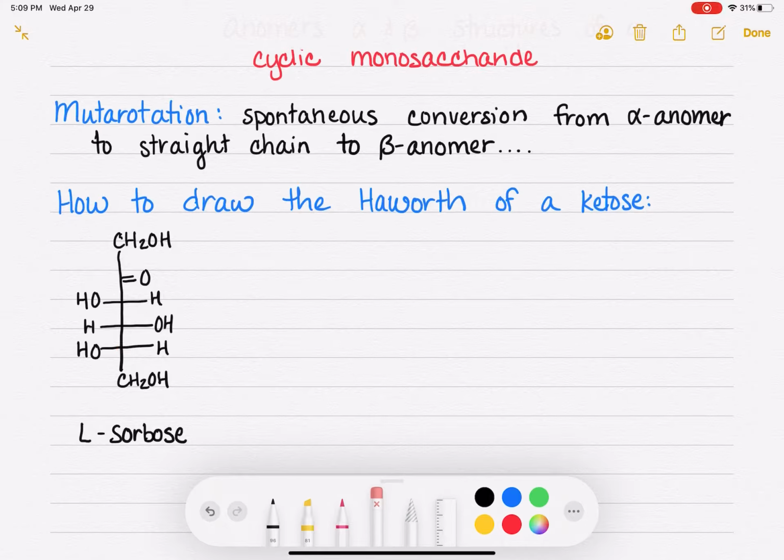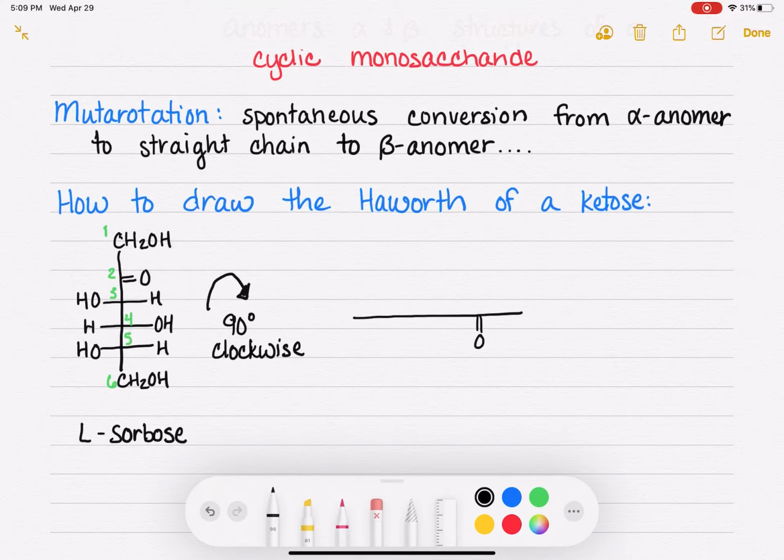So let's number the carbons in this chain just like we did for the aldose. 1, 2, 3, 4, 5, 6, and now we're ready to draw. We're going to turn it on its side, 90 degrees clockwise. Draw it like this. And again, I think it's easier if you just literally turn your paper to the side.